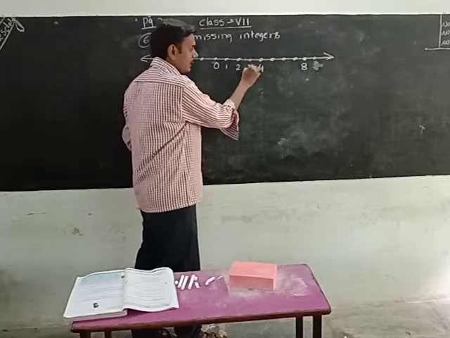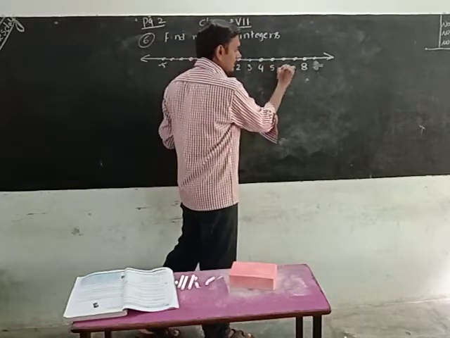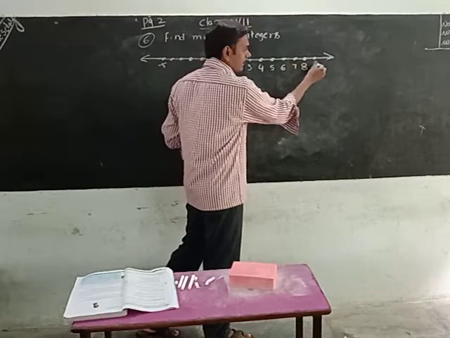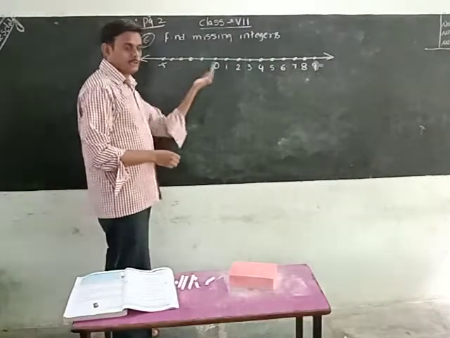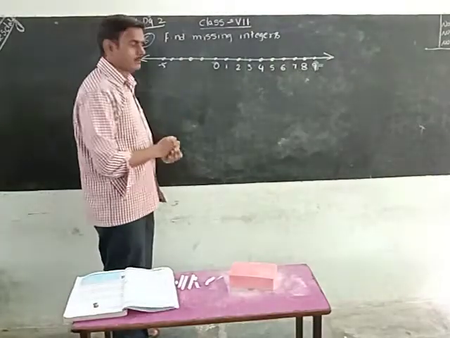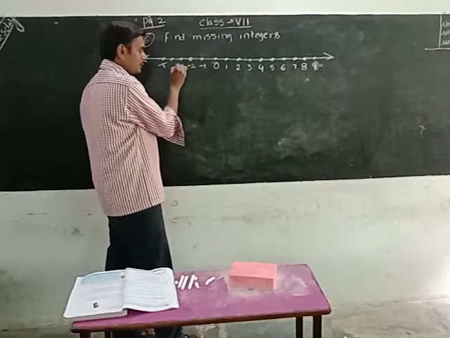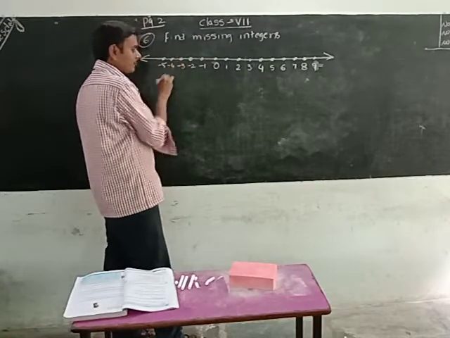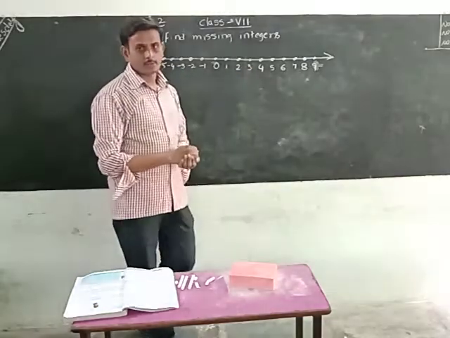After 2 comes 3. 4 is already given, no need to write. After 4 comes 5, after 5 comes 6, after 6 comes 7, after 8 comes 9. Similarly, on the left side of 0, those are the negative numbers. After 0 comes -1, after -1 comes -2, after -2 comes -3, after -3 comes -4. -5 is already given. Like this only you have to complete that Roman.